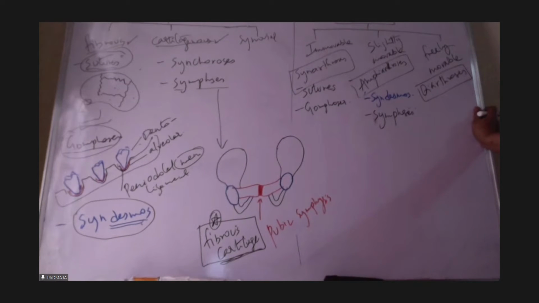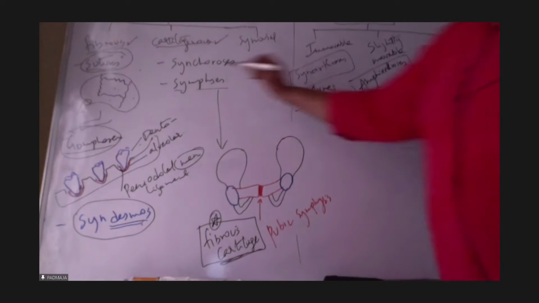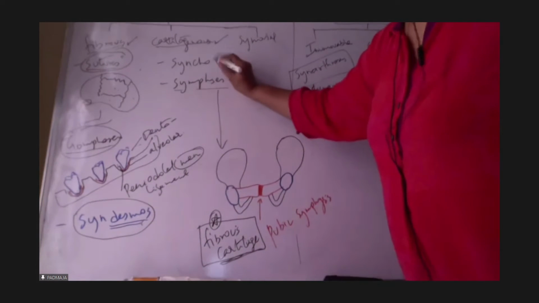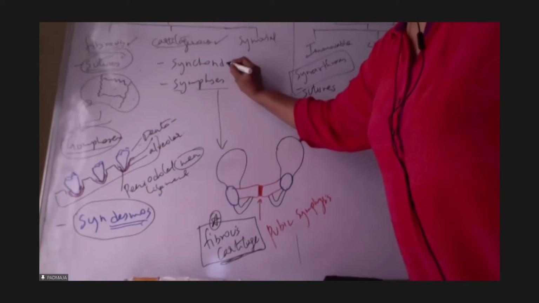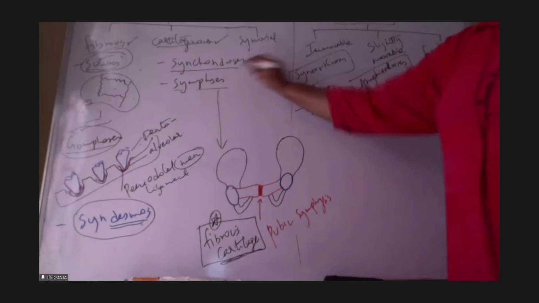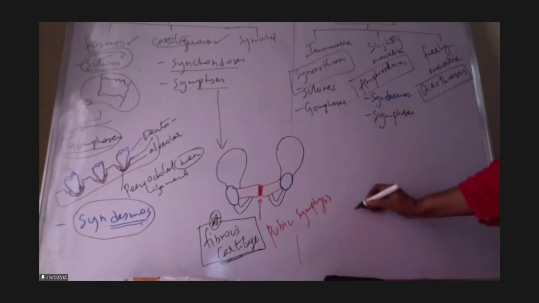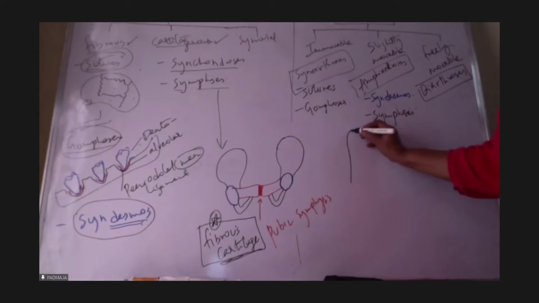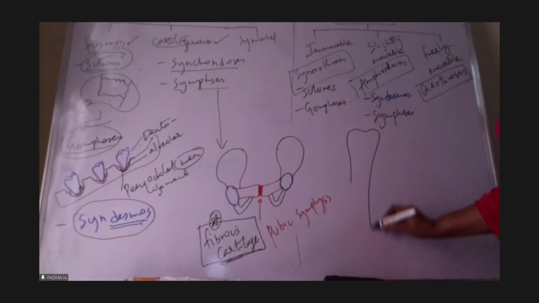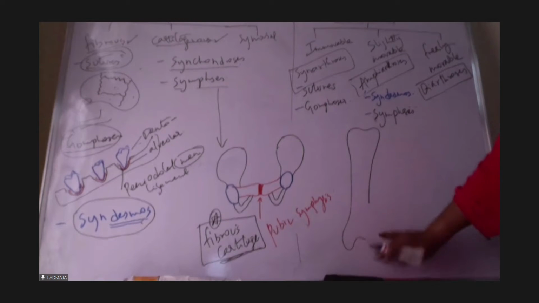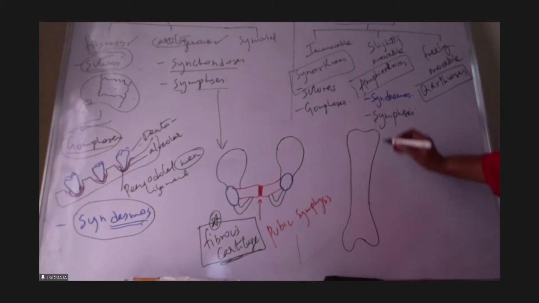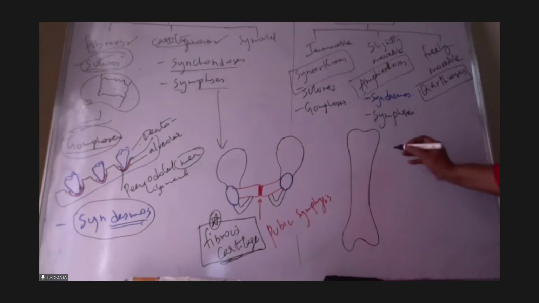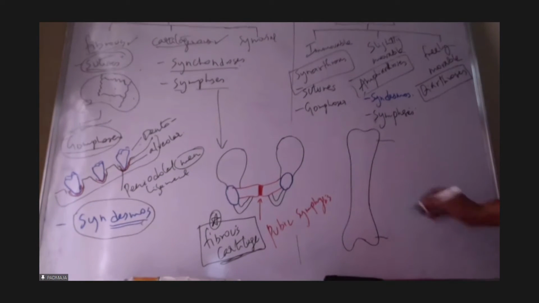Completed? Now I'm moving to synchondrosis. Take this one. I'm drawing a diagram for it here. I'm taking a long bone. You remember your junior inter lesson? What are these edges of the bone called? These regions. And what is this region called?